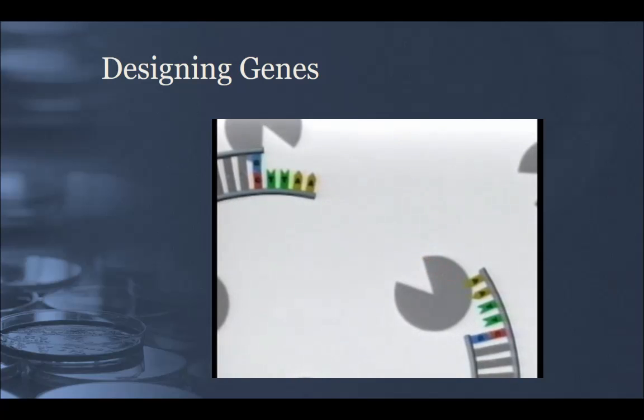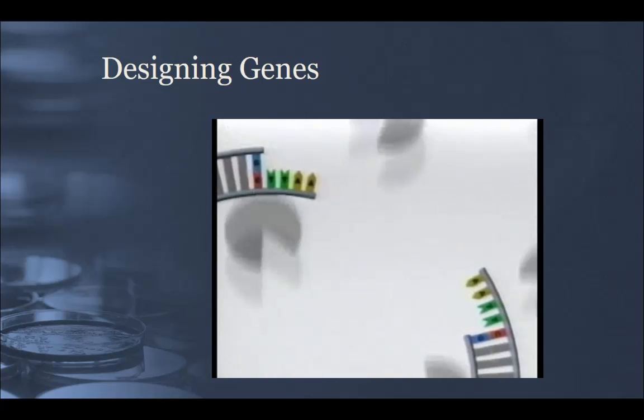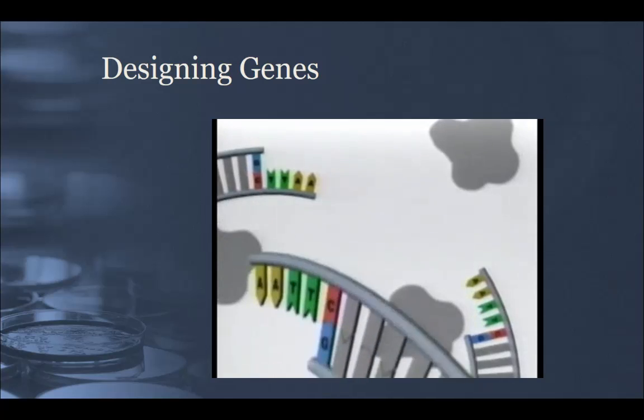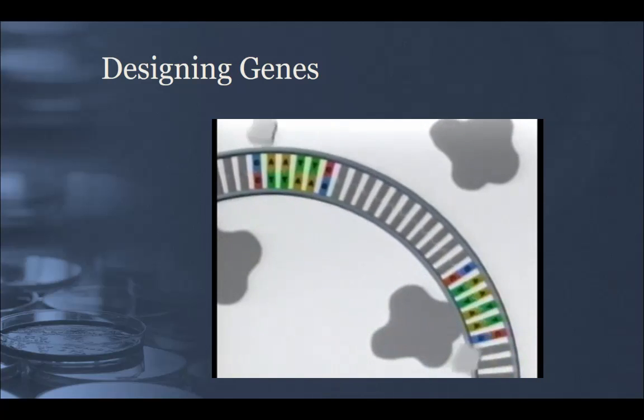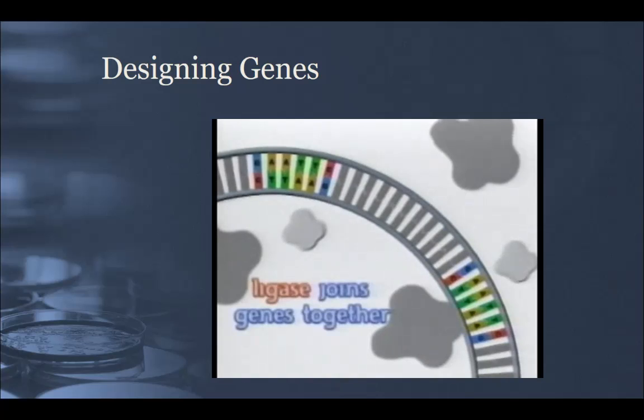In the same way, the gene to be joined to the plasmid is isolated. Now the gene and the broken plasmid can be joined together by mixing the broken plasmid and isolated gene with another enzyme called ligase. Ligase acts like glue, and it causes isolated DNA strands to join at the sticky ends.